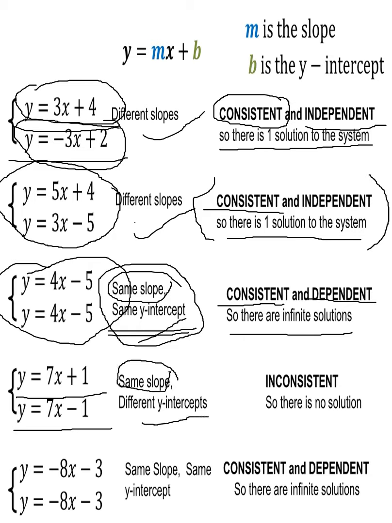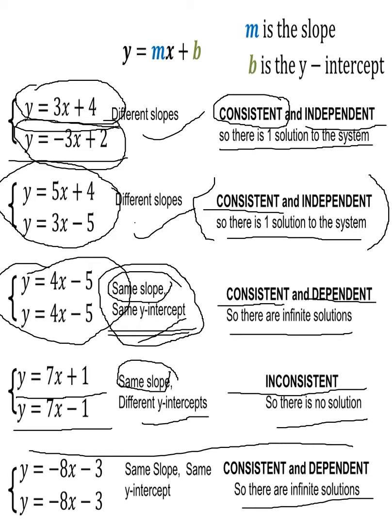Now check another example, y equal to 7x plus 1 and y equal to 7x minus 1. We are taking the same slope but different y-intercepts. In this condition we will say the pair of linear equations is inconsistent and there will be no solution. So everyone must remember these conditions, in which conditions we can find a solution and in which conditions we cannot find a solution for the given pair of linear equations.